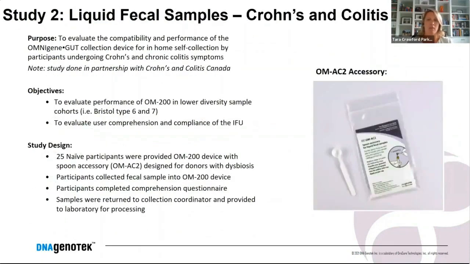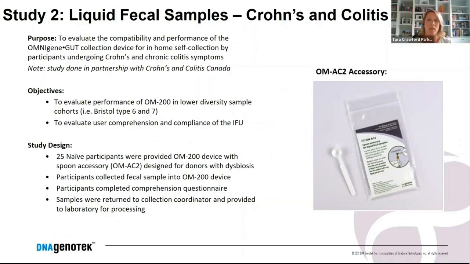The next study I will focus on was done in partnership with Crohn's and Colitis Canada, where untrained participants were recruited through their system to target a dysbiotic population. The purpose of this study was to evaluate the compatibility and performance of the OmniGene Gut device for in-home self-collection by participants undergoing Crohn's and chronic colitis symptoms. The main objectives were to evaluate performance of the OM200 device in lower diversity sample types and to also evaluate the user comprehension and compliance of the product IFU.